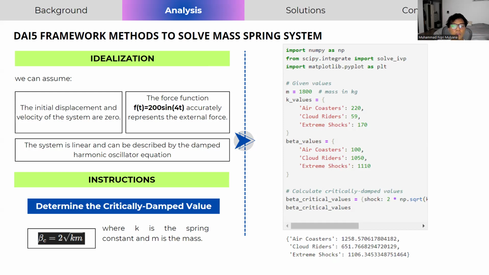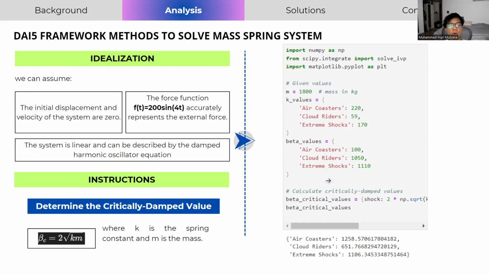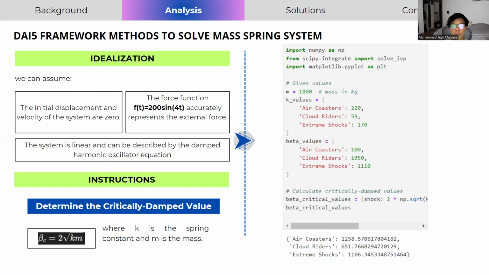And I use numerical methods software, which is Python, to solve this problem. We wrote the given values, we wrote the equations, and finally we have the critical damping value for each shock. For the Air Coasters the value is 1258.7, for the Cloud Riders it is 651.76, and for the Extreme Shocks it is 1106.34.